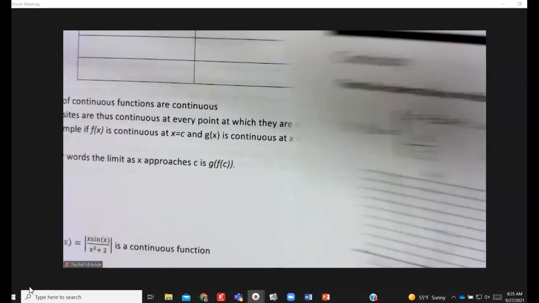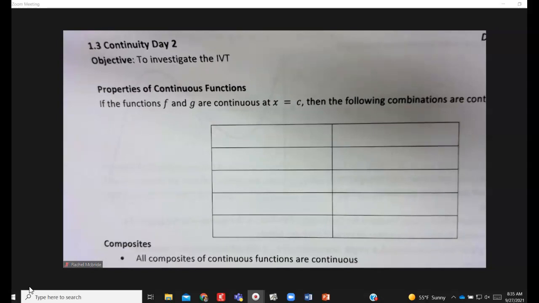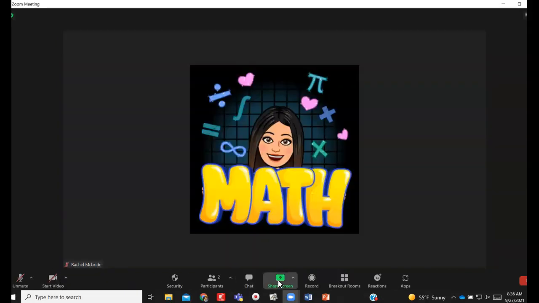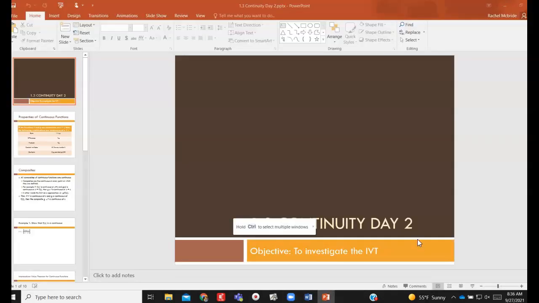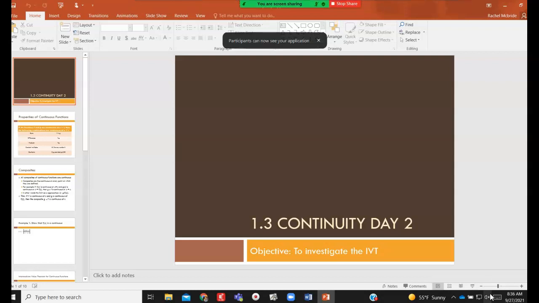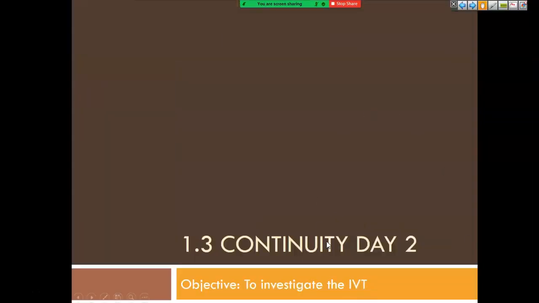Okay, so let's turn to our notes to 1.3, day 2. So that was just a nice little warm-up looking at continuity and graphs. So what I want to do with you today is investigate something called the intermediate value theorem. The intermediate value theorem is an investigation of continuity. It's important to understand how graphs appear for the intermediate value theorem. So again, part of the reason why we start with continuity and sketch it.